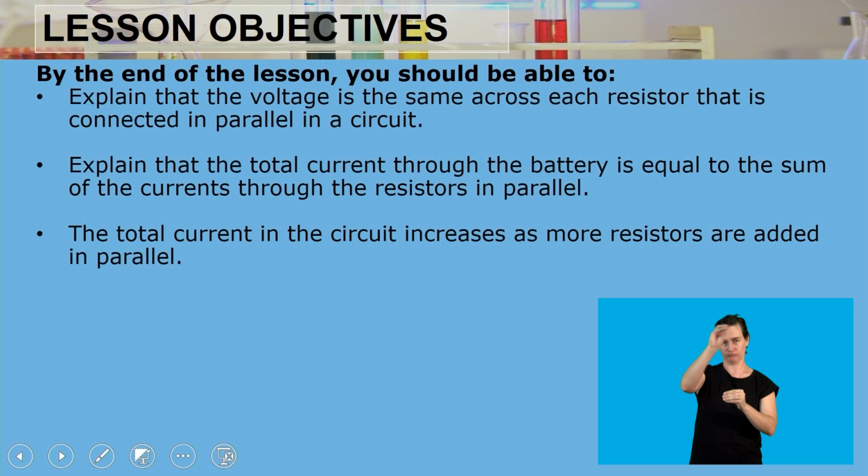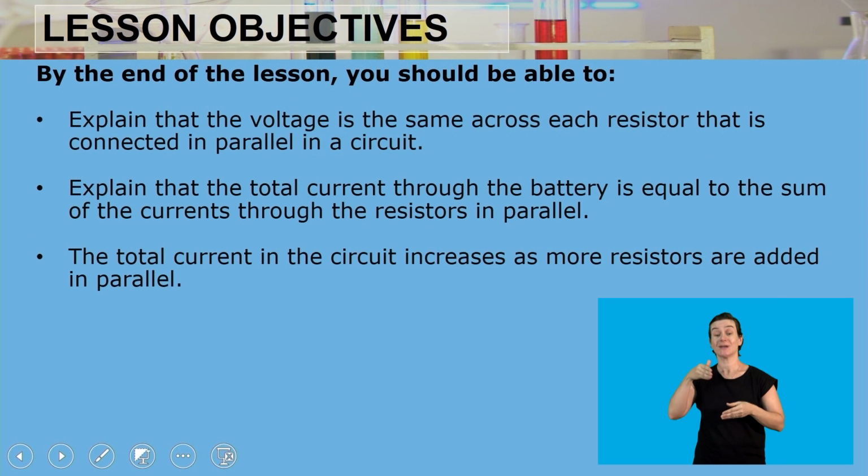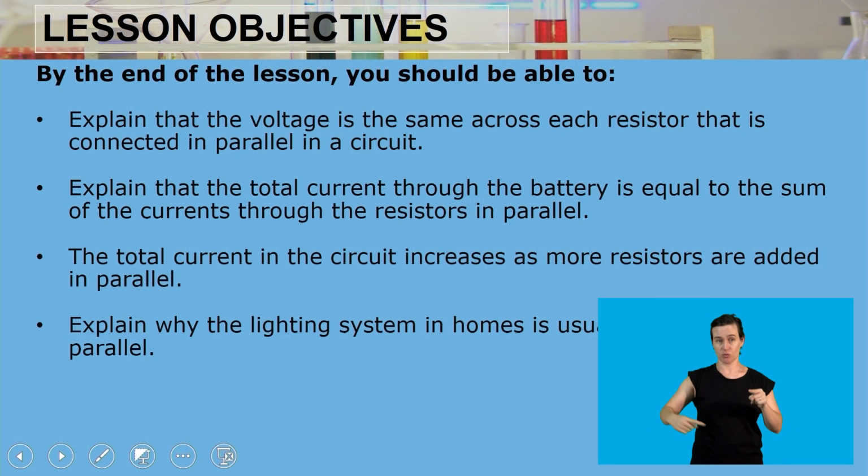Number three, you also need to be able to explain that the total current in the circuit increases as more resistors are added in parallel. And lastly, you need to be able to explain why lighting systems in our homes are usually connected in parallel.